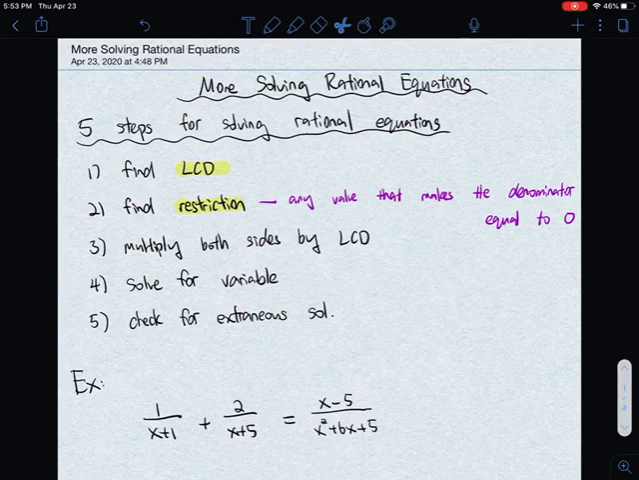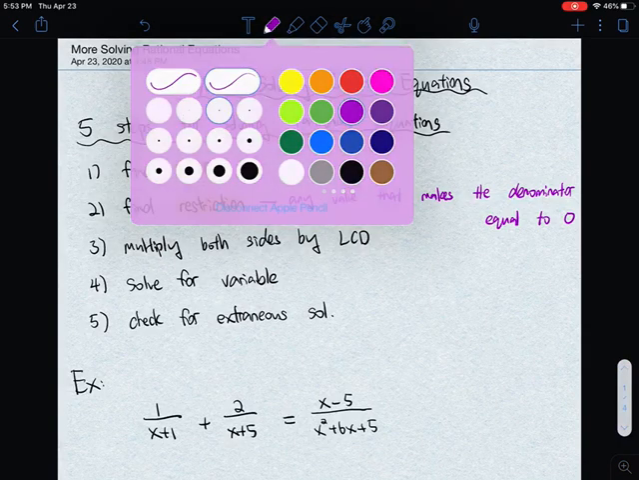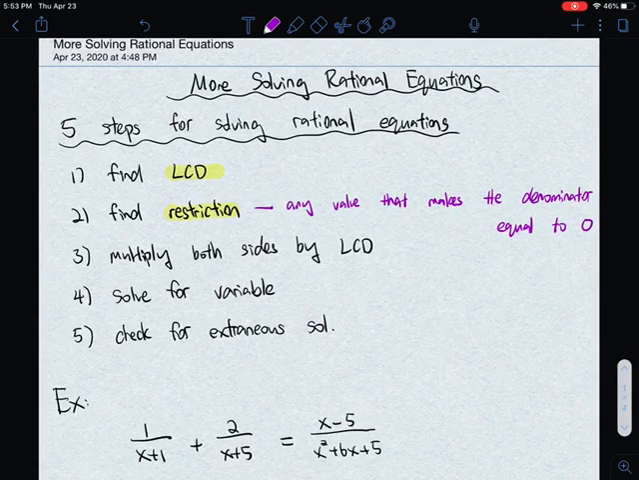Okay, hello everyone. Today we're going to keep talking about solving rational equations. So kind of just pick up where we left off from last time. I have the 5 steps to solving rational equations once again. So let's go ahead and quickly go over these.